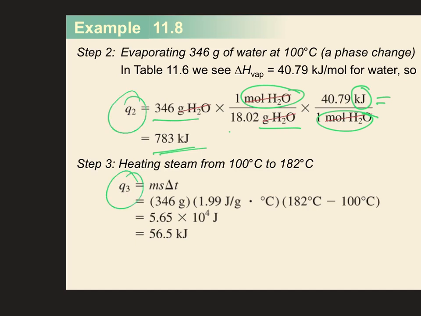And then the energy for step 3 is, I'm back again to the mass times specific heat times temperature. Mass is still 346. Specific heat is different now because it's a gas, not a liquid. So it was given, though, in the problem, 1.99. And my change in temperature, we already said, was 82. Multiply those together and then convert it into kilojoules. Step 3 takes 56.5 kilojoules of energy.